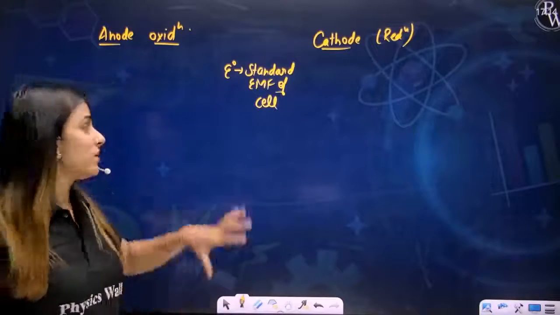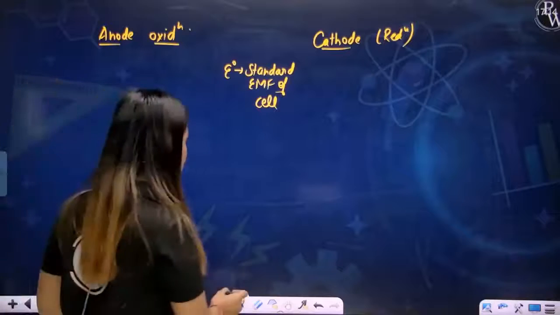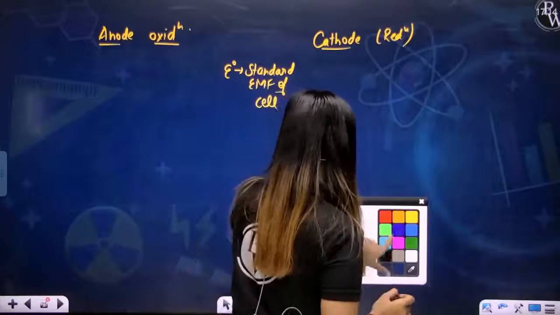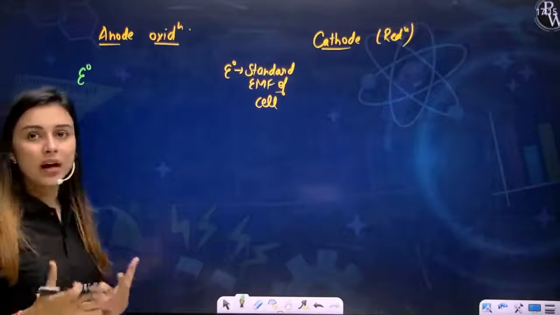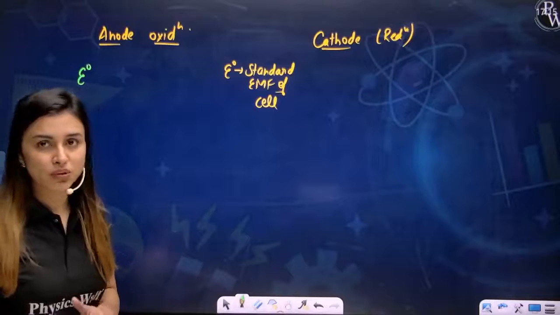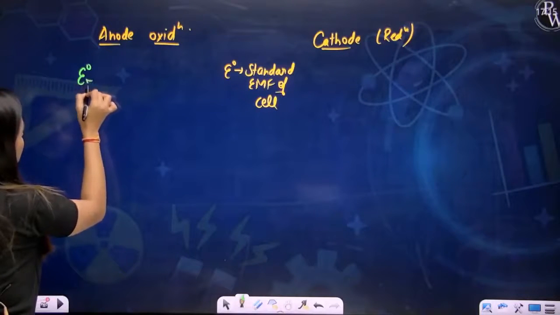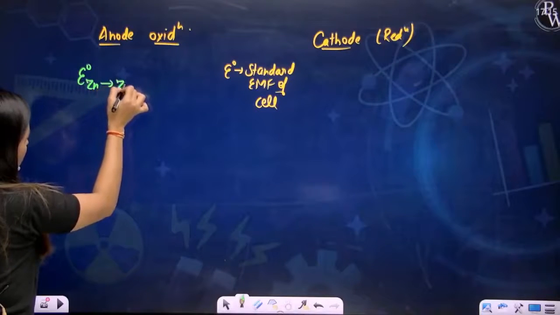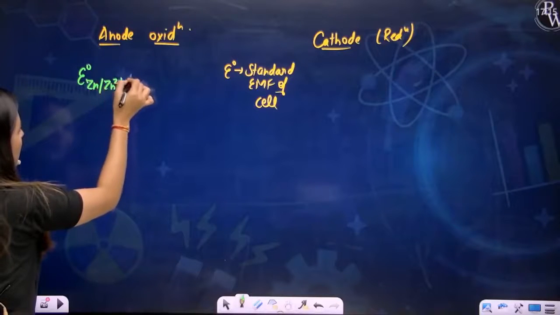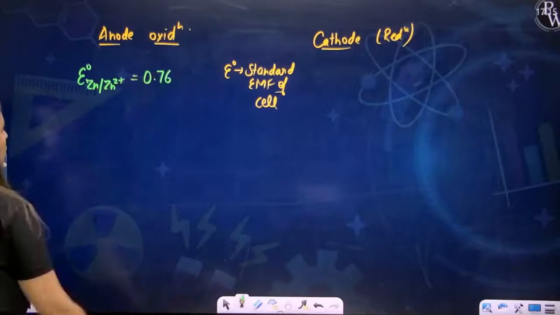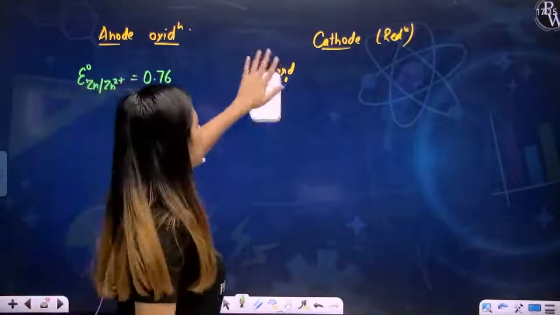So what is the role of anode and cathode here? The major role of anode and cathode is that, my dear students, you are given E0 values. How are you given E0 values? I'm just going to tell you that. Imagine you are given the EMF value, E0 value, as zinc to zinc 2 plus, and this is, let's say, 0.76.